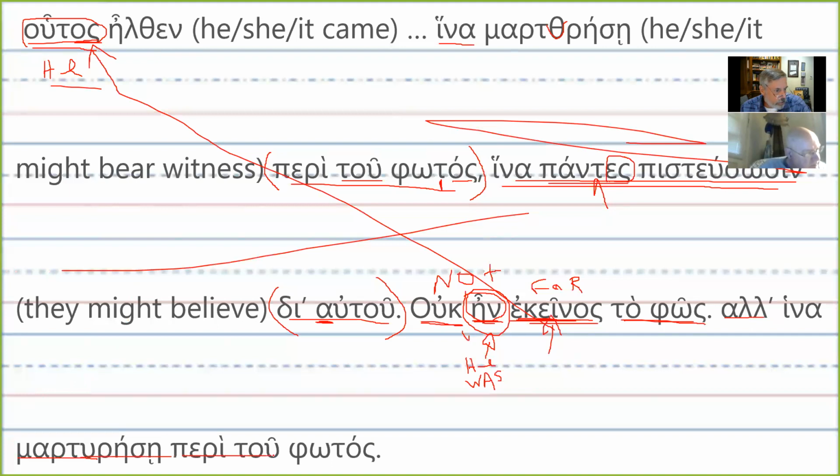It might testify concerning the light. I probably messed all this up, but we have a kanos in the nominative with a stative verb. So that one was not the light, period. That's the end of that sentence. But in order that he might testify concerning him, we have to add in English a little bit of help here. Or rather, he came in order that he might testify concerning him, or might bear witness concerning him.